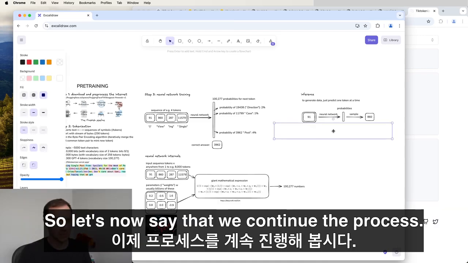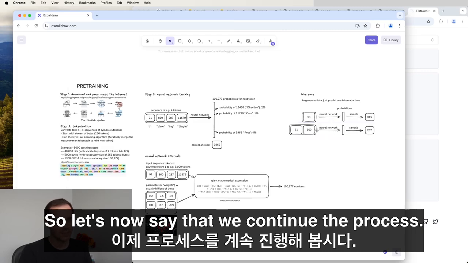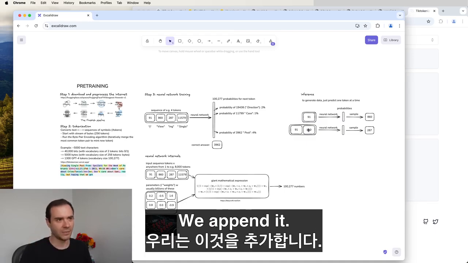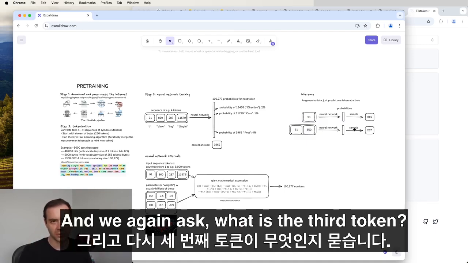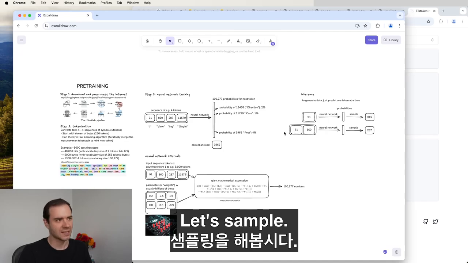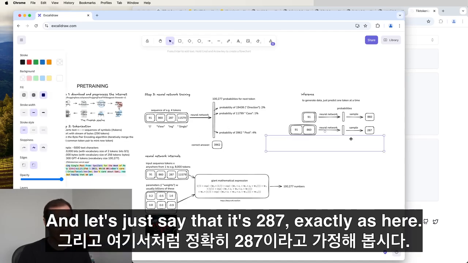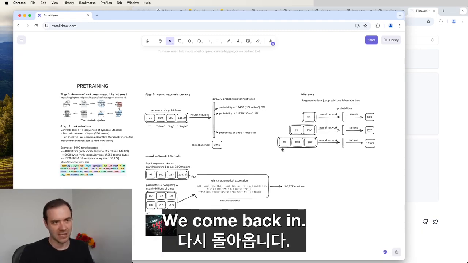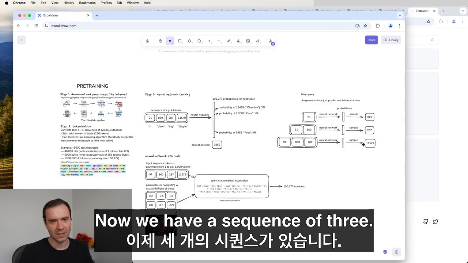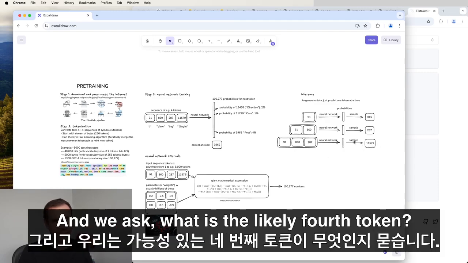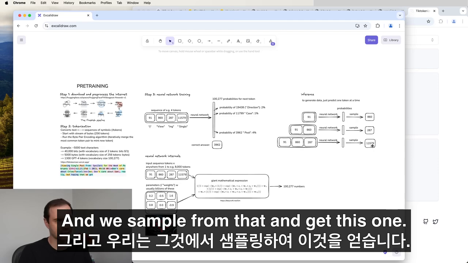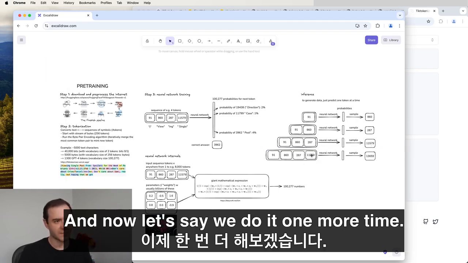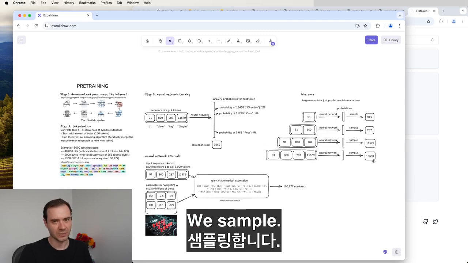So let's now say that we continue the process. After 91 there's 860, we append it, and we again ask, what is the third token? Let's sample, and let's just say that it's 287, exactly as here. Let's do that again. We come back in. Now we have a sequence of 3, and we ask, what is the likely fourth token? We sample from that and get this one. And now let's say we do it one more time. We take those 4, we sample, and we get this one.